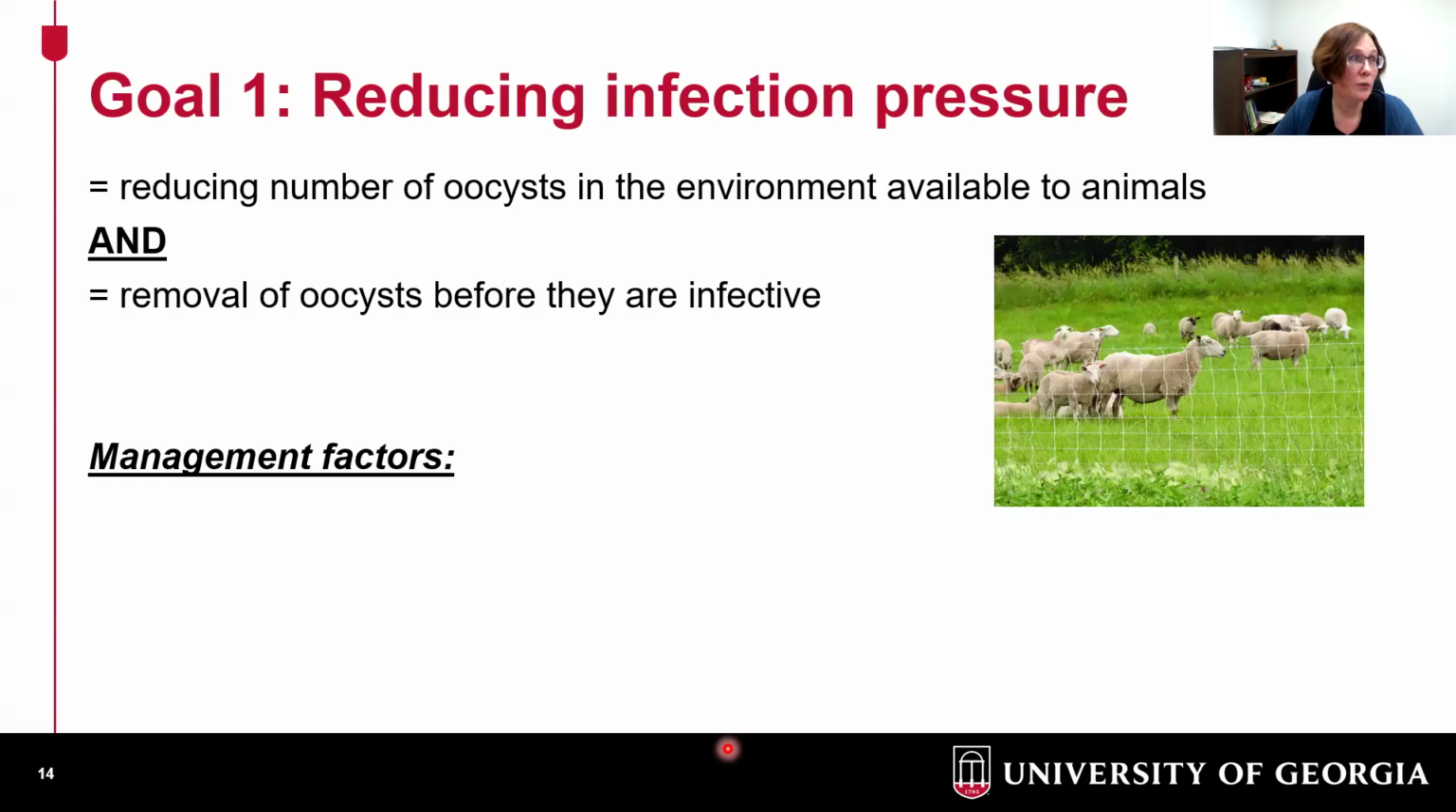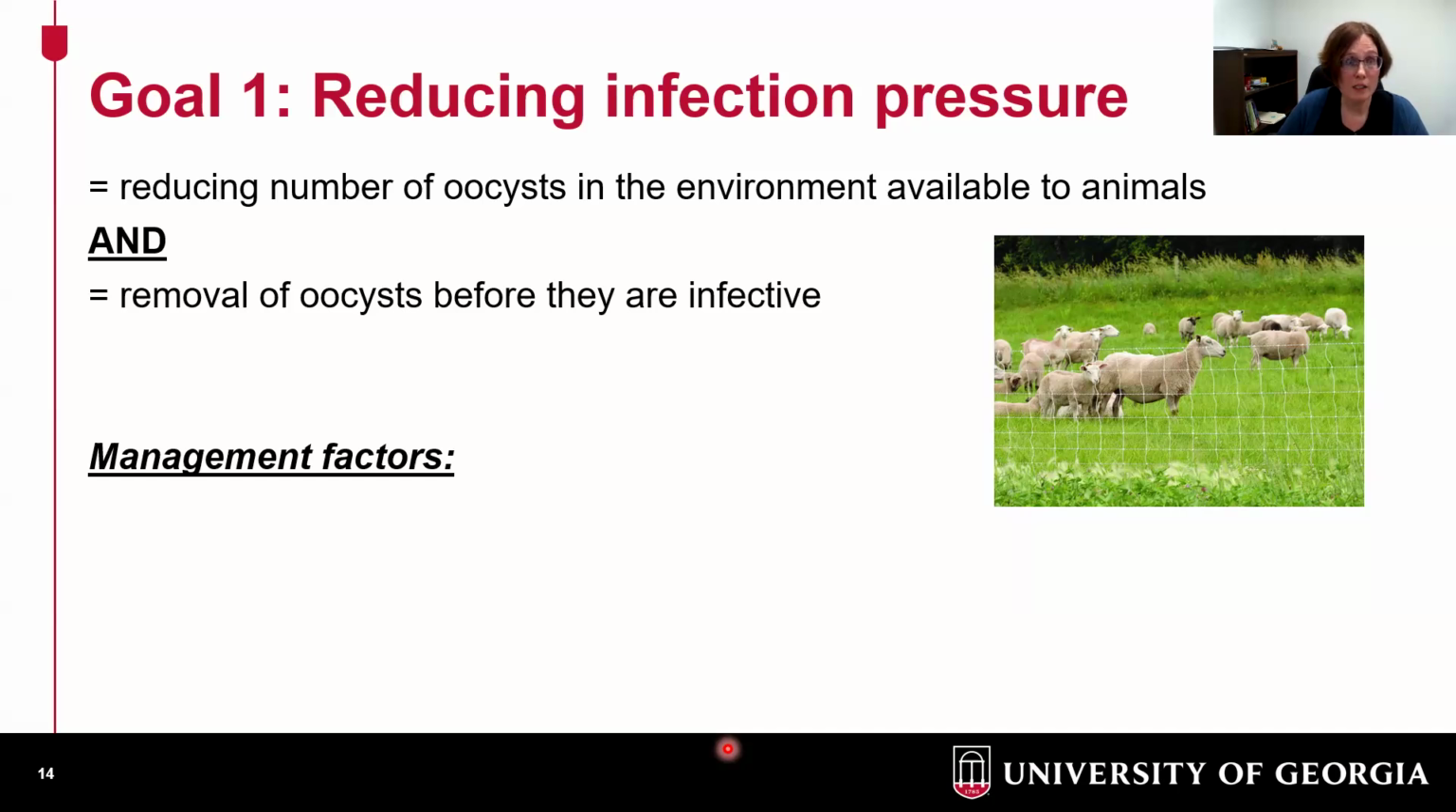So the first one, reducing infection pressure. The bigger part would be reducing the number of oocysts that we have in the environment. And a smaller part would also be, are we able to remove the oocysts before they are infective? So once the animals drop the feces, is there any way to reduce the amount of feces so those oocysts don't even have a chance to become infective and pose an infection source for the next animal?